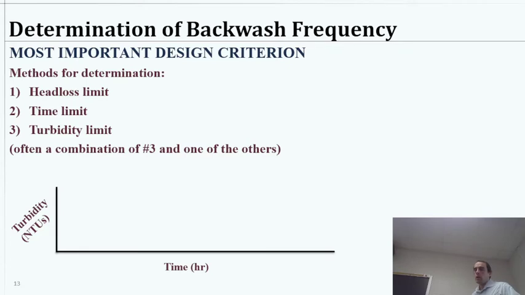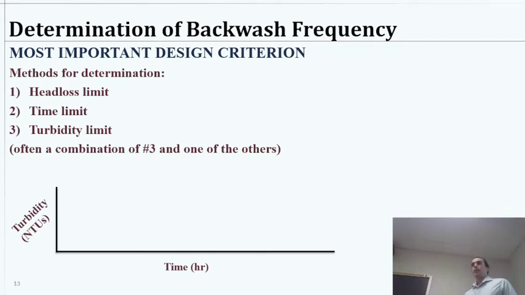Okay, so how do we know when to backwash? So we just talked about the turbidity. There's really three methods we use. One would be that head loss limit. So at some point, we have too much pressure that we have to apply. The water is stacked up on top of the filters. It's stacked too high now, and we're worried about it causing issues for the media itself.